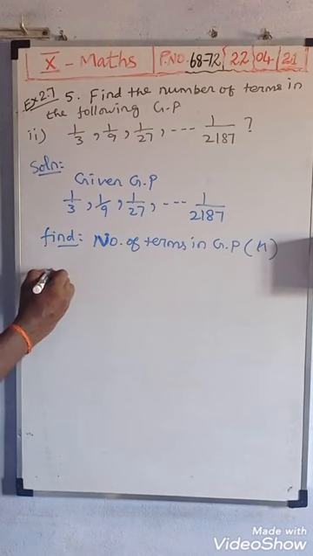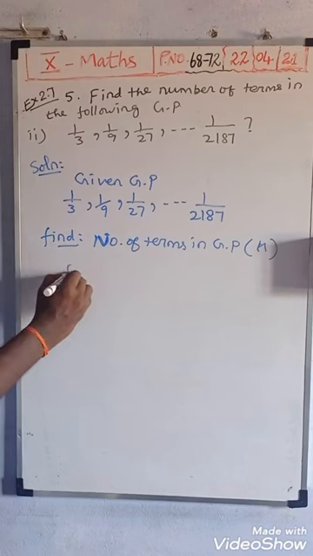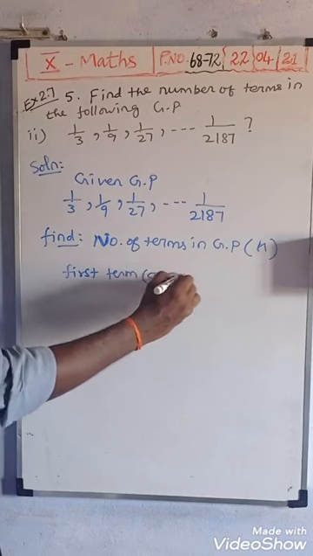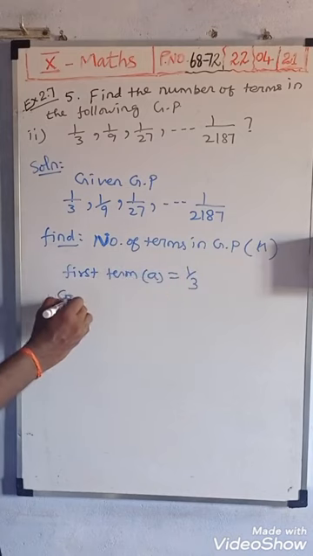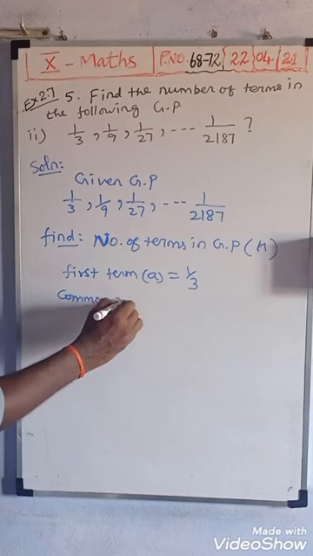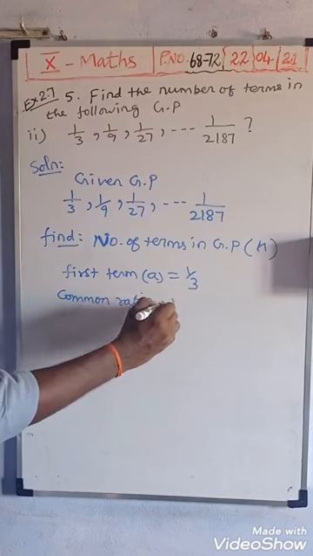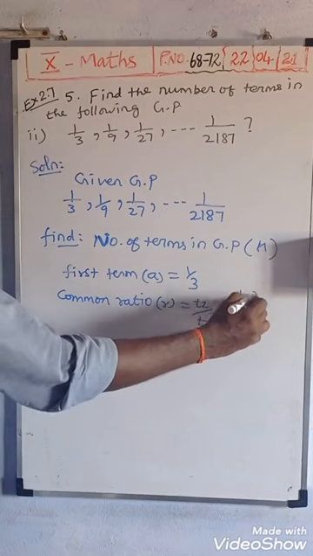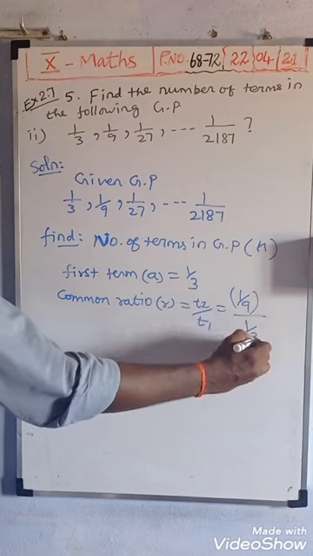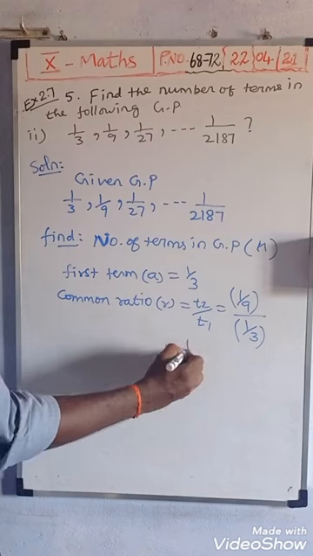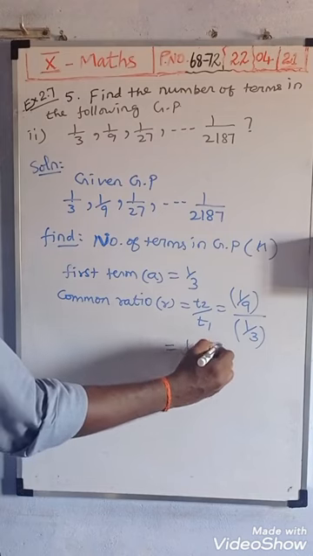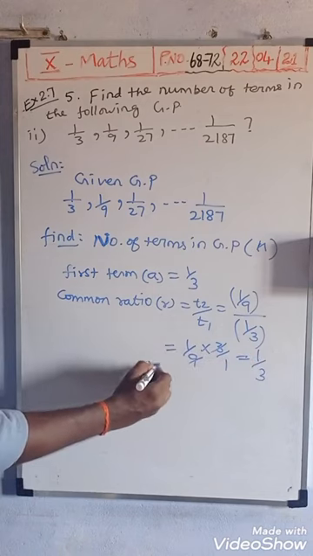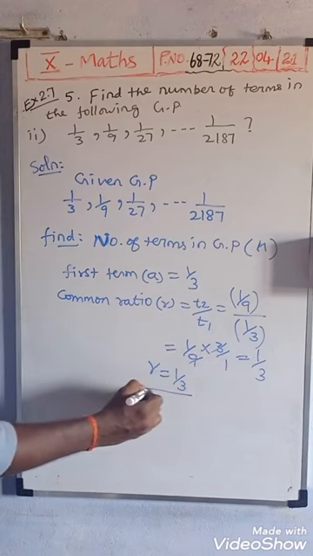Given here, first term A = 1/3. For a GP we want to find the common ratio, so R = T2/T1 = (1/9) divided by (1/3). We take the reciprocal, 1/3 reciprocal is 3/1. Cancelling, we receive the answer 1/3. So the ratio is 1/3.